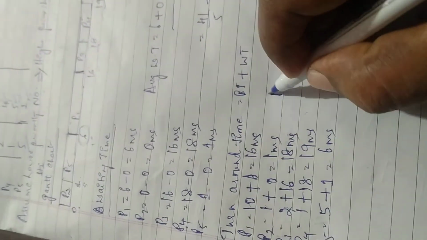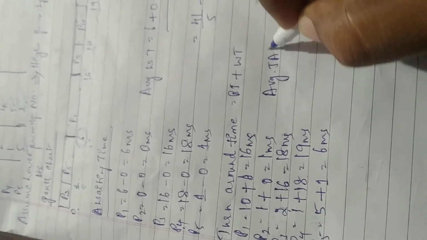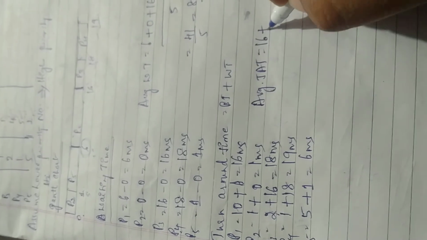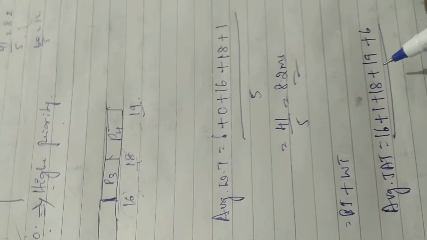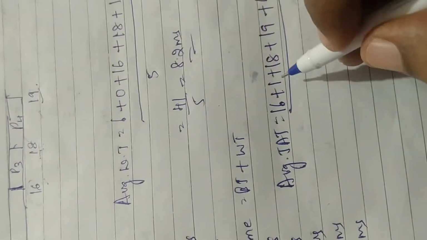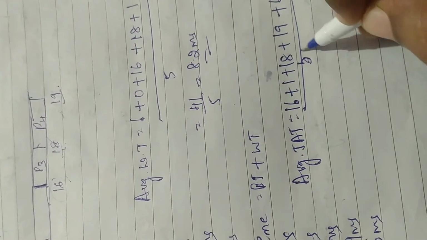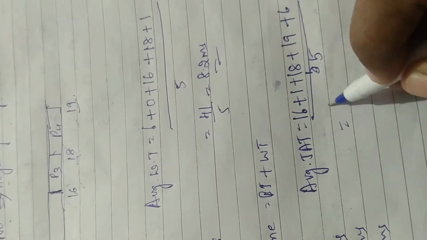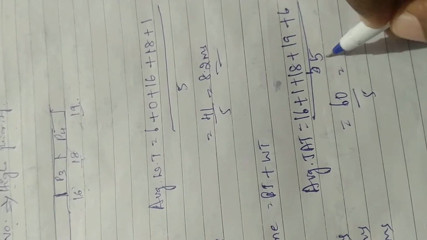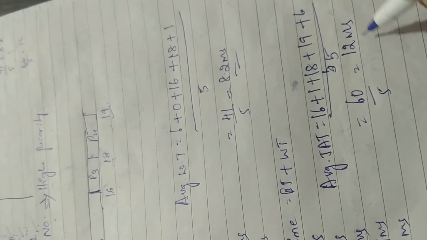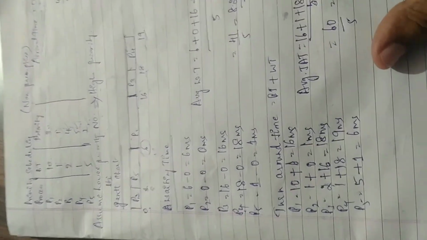Now you have to calculate the average turnaround time. That is nothing but 16 plus 1 plus 18 plus 19 plus 6, divided by the number of processes. You have 5 processes. So that is nothing but 60 by 5, which is equal to 12 milliseconds. So this is how you have to solve for non-preemptive priority scheduling.